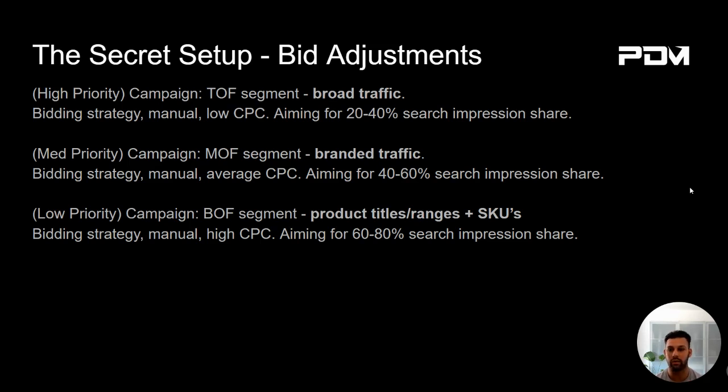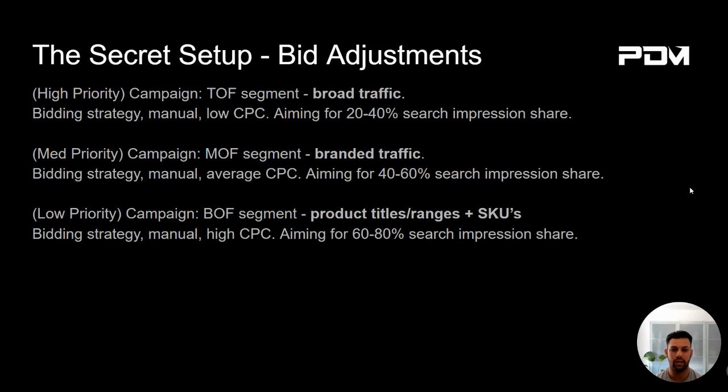Now, within the high priority campaign, your top of funnel segment, your broad traffic, we're not going to want to aim for too high of a search impression share here because we don't want to overexpose ourselves to people that are searching for broad terms, such as phone. We're not going to want to bid too aggressively and show too much for broader terms because these terms are less likely to convert. So we still want to pick up some of this traffic, but we don't want to overexpose ourselves. So we would have quite low cost per click bids here, aiming for a 20 to 40% search impression share.